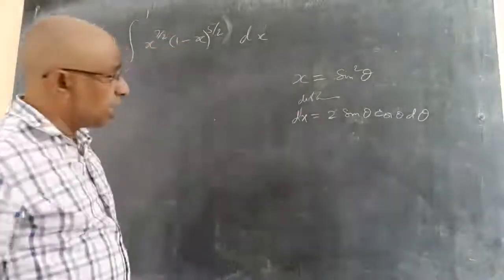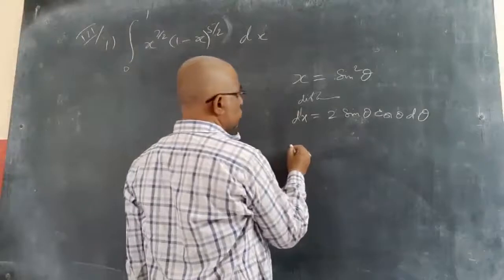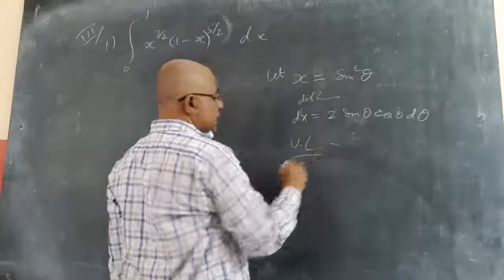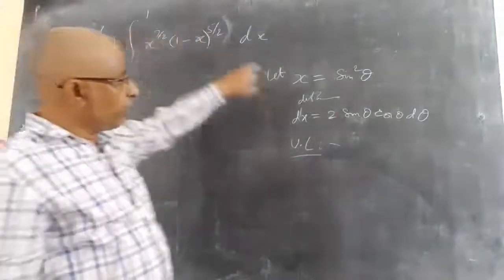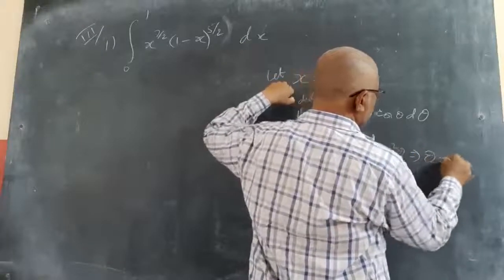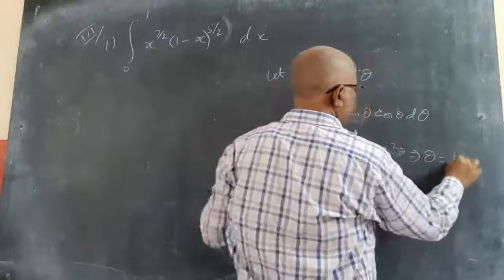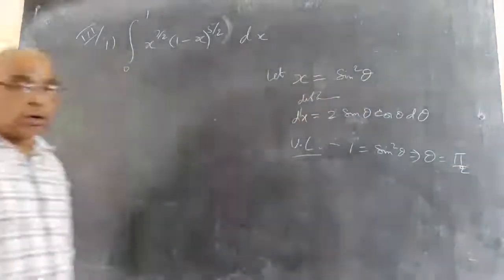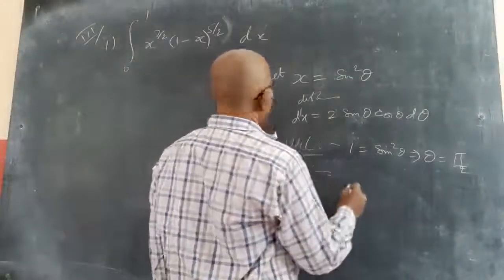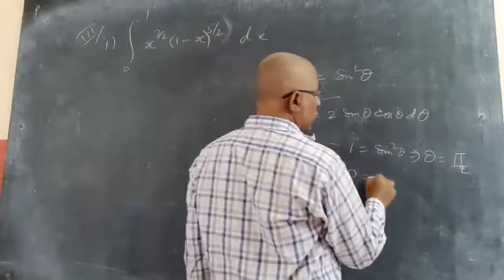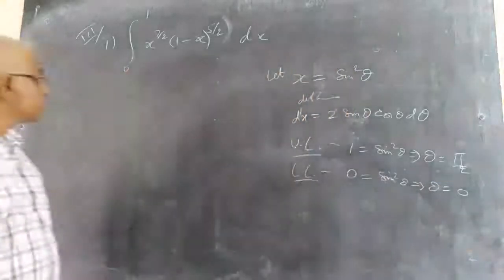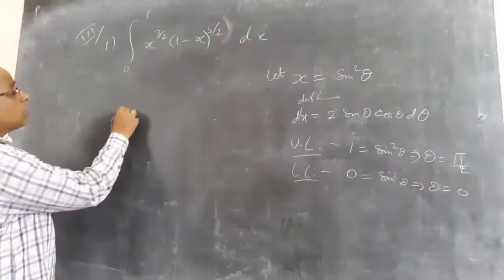And in place of x, I can write sin square theta. We need to change the limits as well, because we are going for the substitution method. How can I change the limits? The upper limit here is 1. If I substitute 1 here, 1 equals sin square theta. When does sin become 1? Theta equals pi by 2. And for the lower limit, when does sin become 0? 0 equals sin square theta implies theta equals 0. So the limits change from 0 to pi by 2.